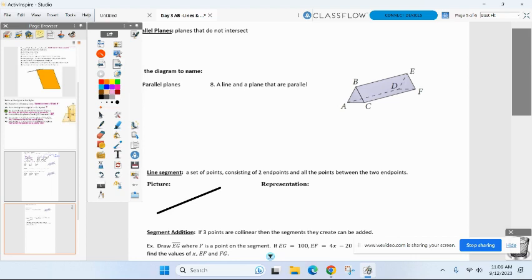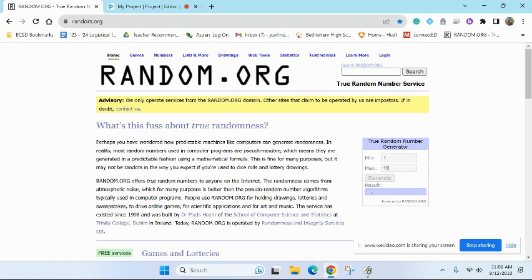Done. Two planes. In my diagram here, there's only one set of parallel planes. Can you find them for me and name them correctly? There's only one set of parallel planes in my diagram. What are they? Relax, relax. I'm actually going to call on somebody.